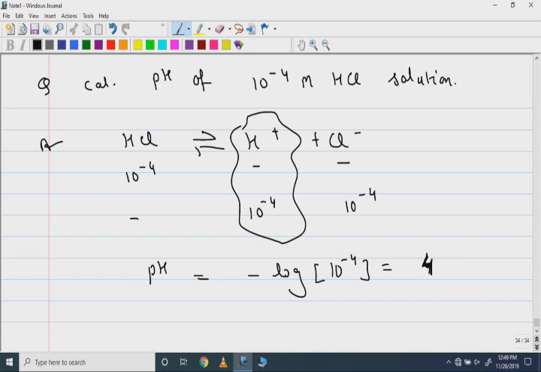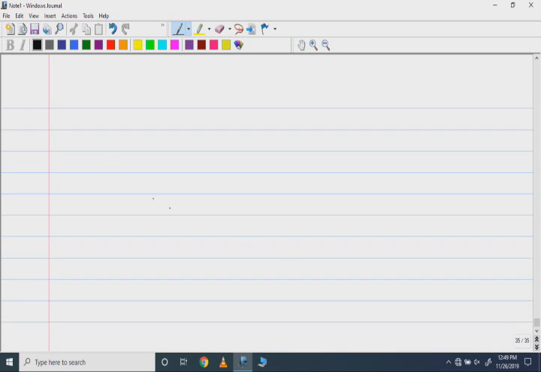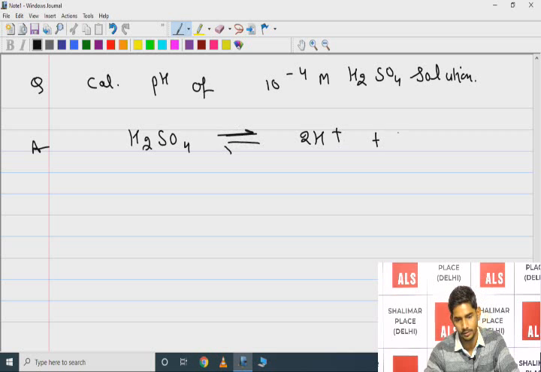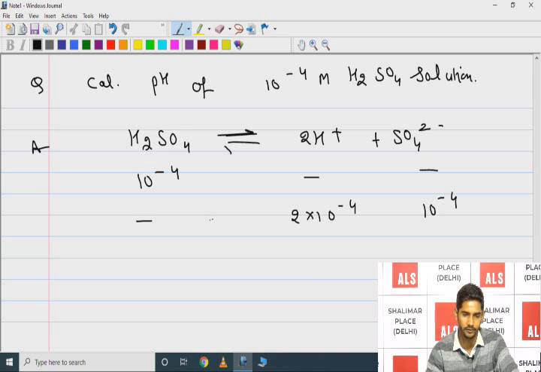Okay, very good. I'm taking another example. Calculate pH of 10 to the power minus 4 molar H2SO4 solution. Actually, we are discussing case 1, which is for the strong acids. What we have to do? We know that H2SO4 on ionization gives you what? Twice of H plus with SO4 2 minus. So this is 10 to the power minus 4, this is 0 initially, this is 2 into 10 to the power minus 4, and this is 10 to the power minus 4. And this one will get neglected.